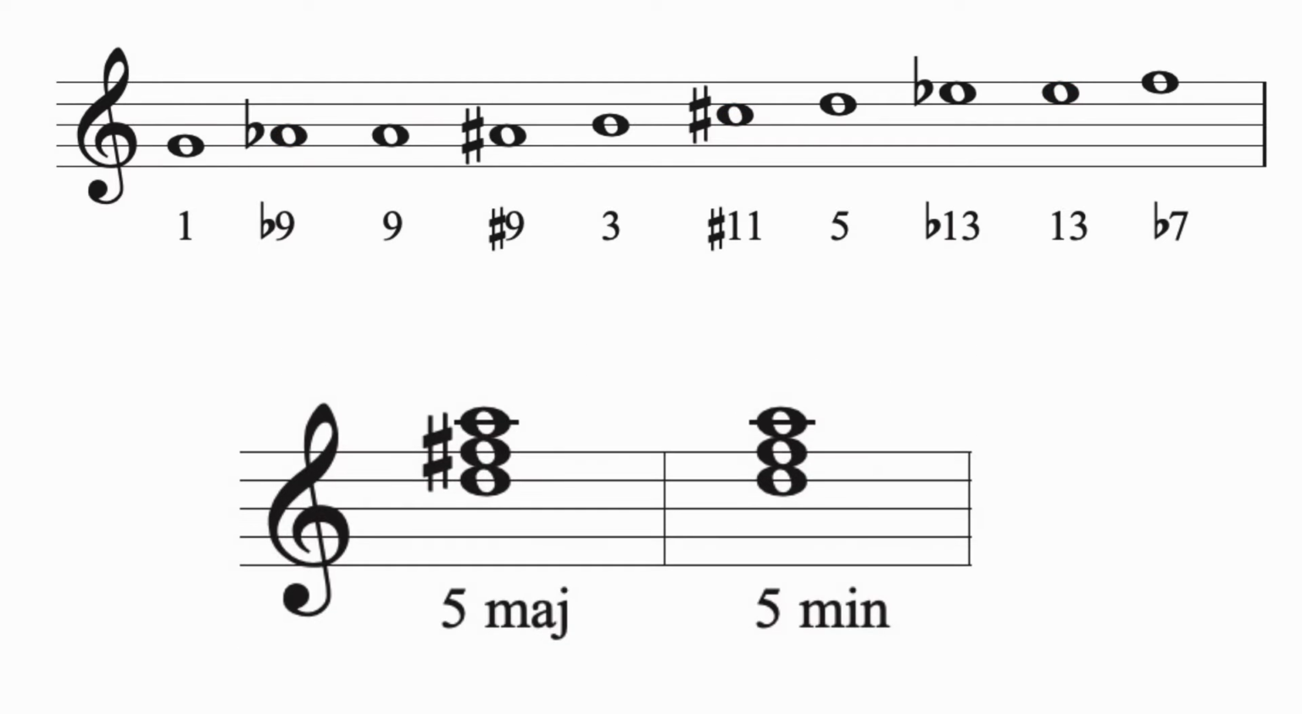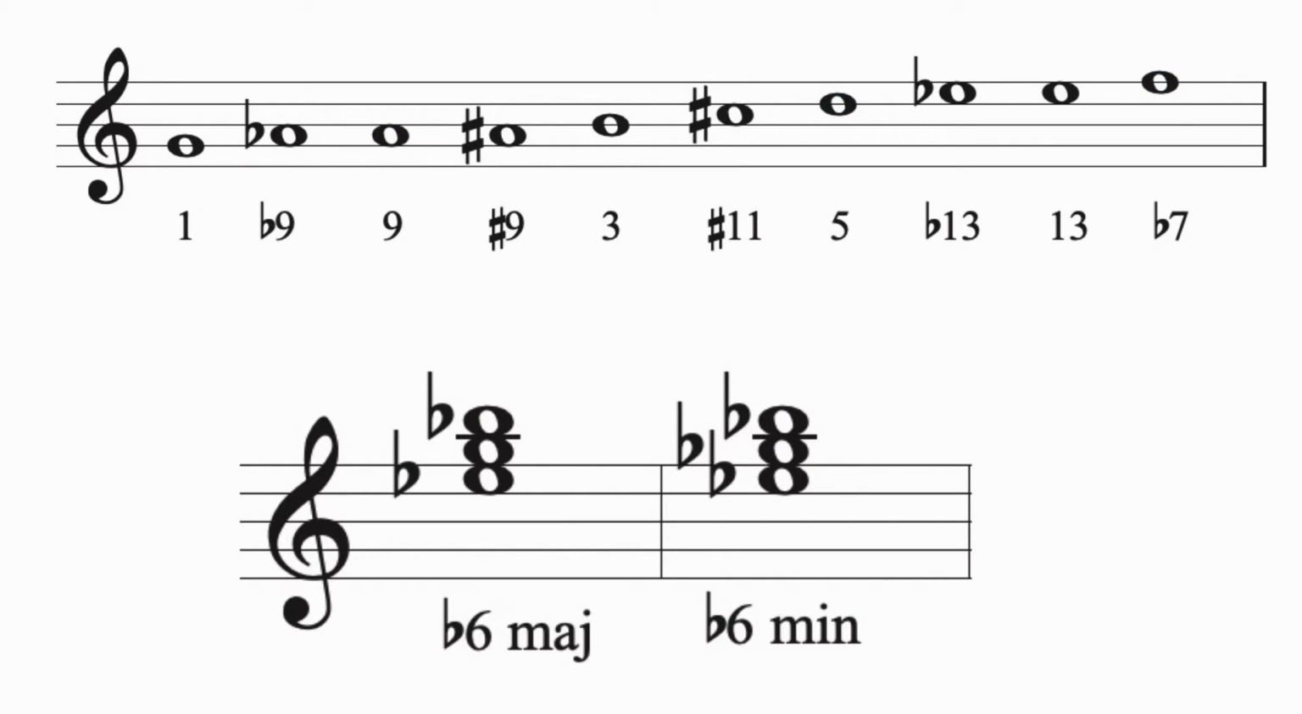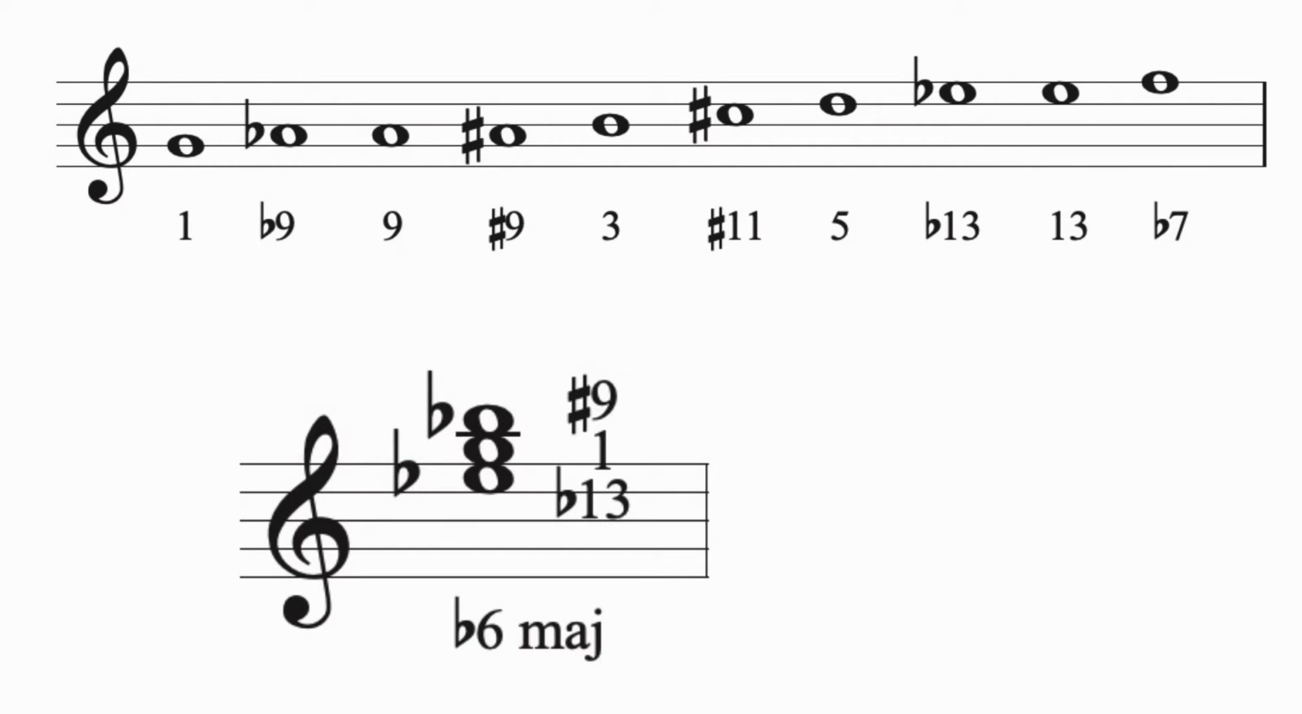Of those built on 5, we have to eliminate the major triad right away. It has F sharp, which is the major 7th. We can use the minor triad, but it has limited usage. It's just the 5th, the flat 7th, and the 9th. Those built on flat 6th or flat 13, we have to eliminate the minor triad because it has a G flat. That's enharmonically the same as a 7th. The major triad is very useful. That's the flat 13th, the root tone, and also the sharp 9th spelled enharmonically.